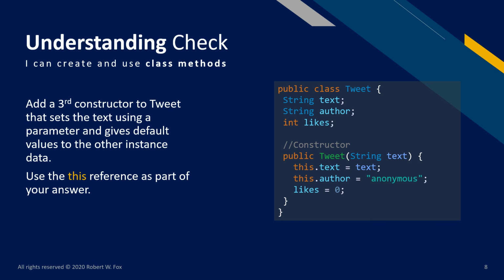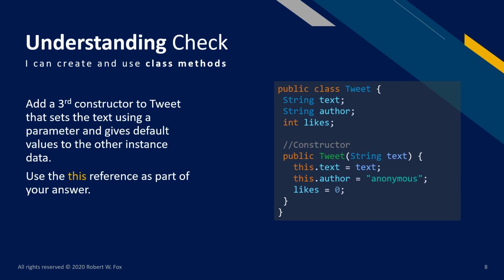It is perfectly legal to say this dot author. However, in this case, it isn't required that I do so because there is no ambiguity. I don't have another variable named author, and so there is no confusion for Java. It simply knows that it needs to talk about the instance data. And you can see for the likes, I did not use this. I did not say this dot likes equals 0, though I could have and it would have been legal. But again, there's no ambiguity, so it's not necessary.